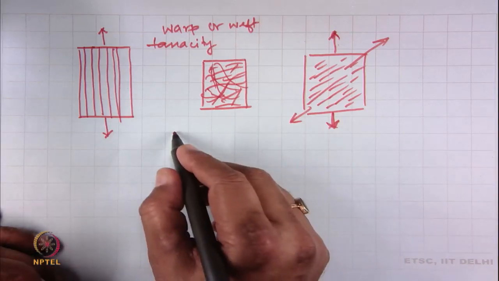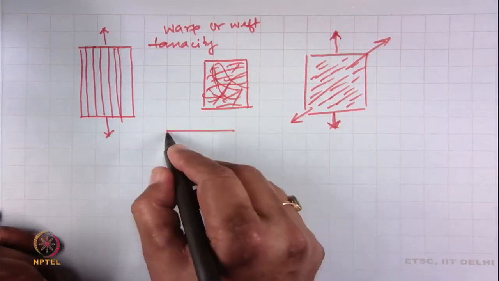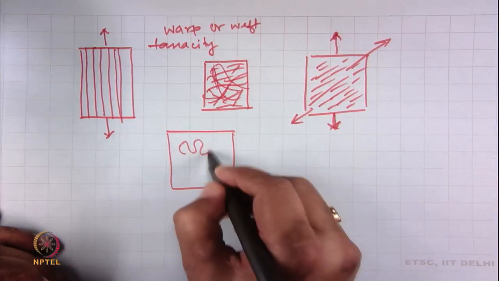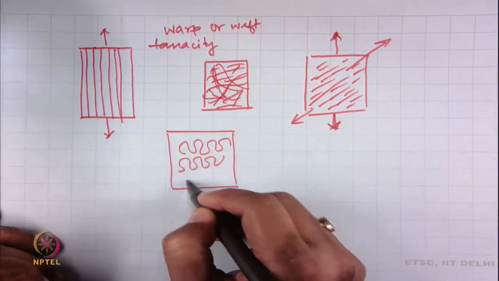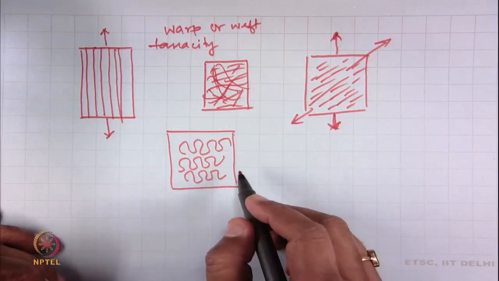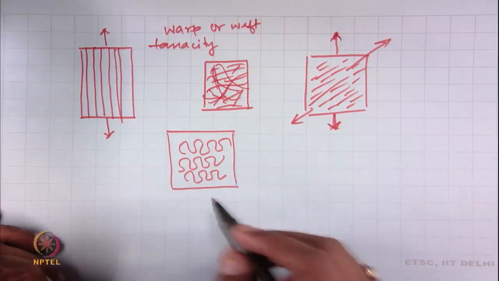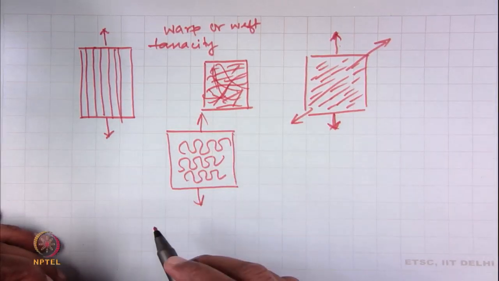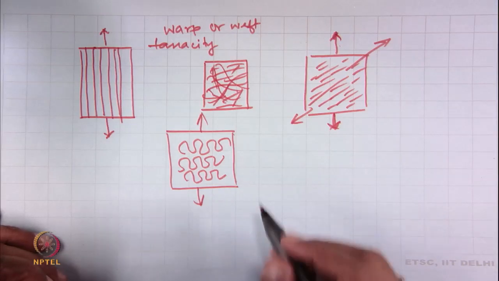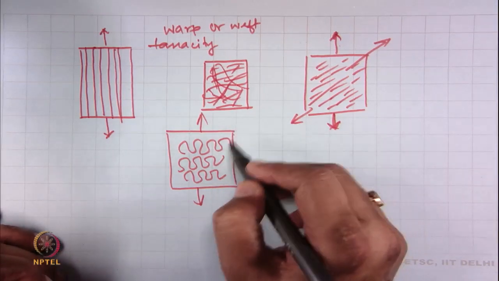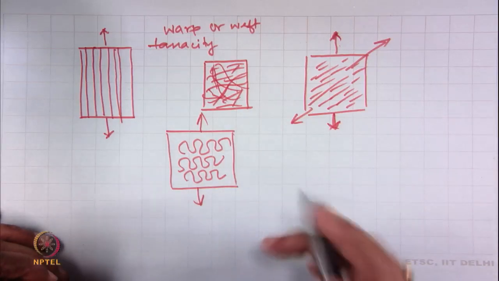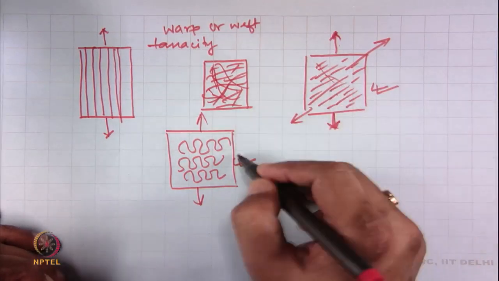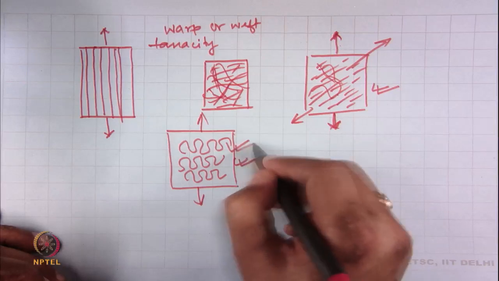Similarly, in case of knitted fabric, there is no definite direction where the yarns are aligned. So, in that way it is very difficult to express the strength in terms of tenacity in a particular direction for this non-woven fabric and the knitted fabric.